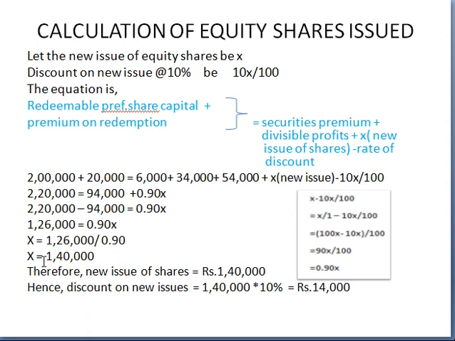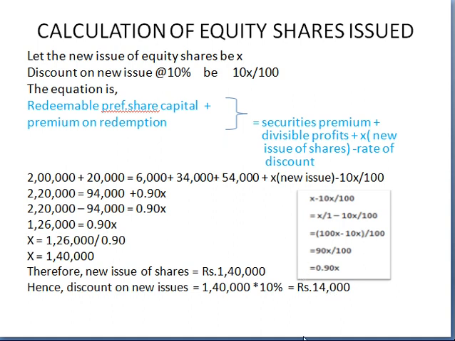So when you divide, you will be getting x value as 1,40,000. So what is this x value? X is your new equity shares. So that is new issue of equity shares is 1,40,000. So once you calculated your equity shares, calculate your discount. So discount is at 10%. Now calculate. So 1,40,000 into 10%, you will get 14,000 rupees.